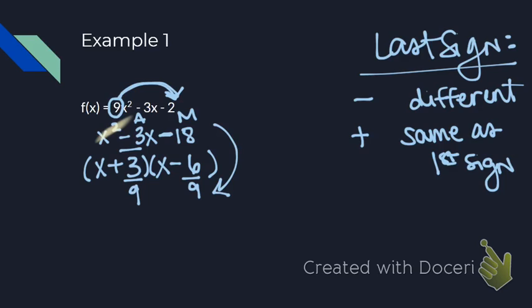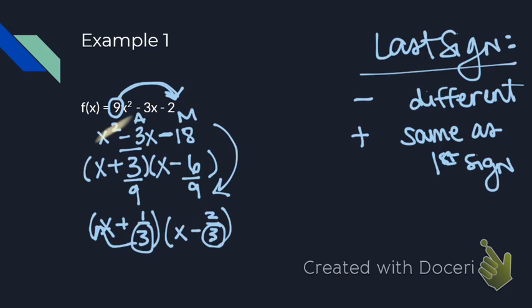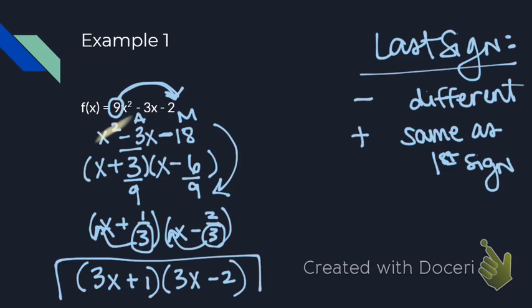Okay, the next step says to reduce if possible. Well, 3 over 9 reduces to 1 over 3, and 6 over 9 reduces to 2 over 3. And then the last step is after you reduce, if there is still a denominator, and in this case there is a denominator in both sets of parentheses, we swing that denominator up in front of the x. So this becomes 3x plus 1 times 3x minus 2. And then remember, guys, you can always check. If you were to FOIL this out or tic-tac-toe it, you should get all the way back to what you originally started with.